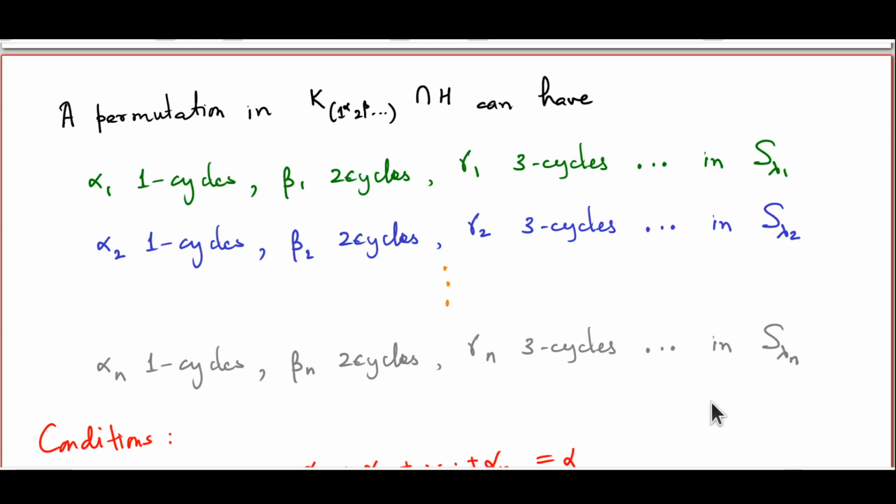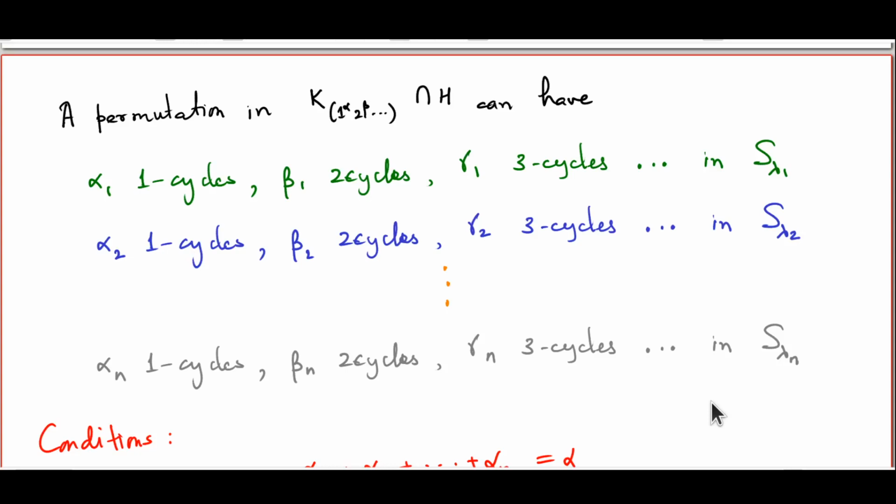Now, these numbers alpha 1, alpha 2, beta 1, beta 2, etc. cannot be completely independent. There is one obvious condition, of course. The total number of one cycles which our permutation has is alpha. So the alpha 1, alpha 2, etc.